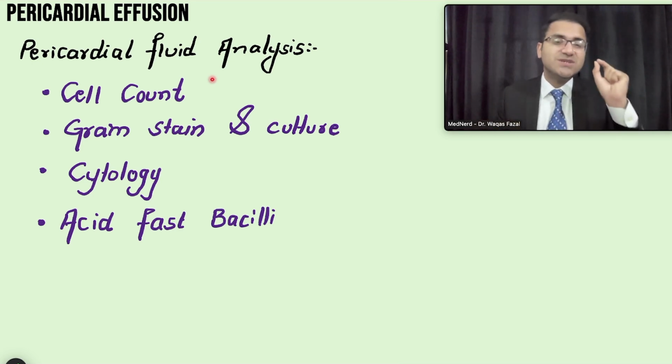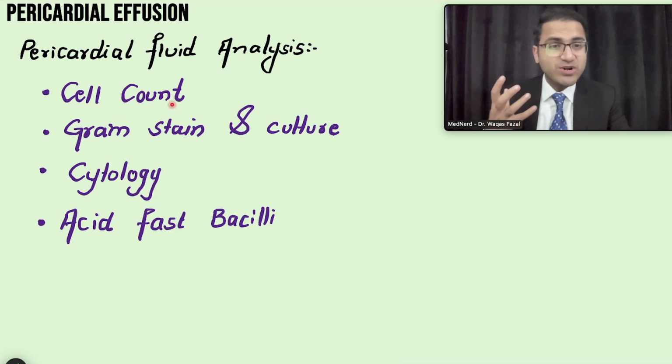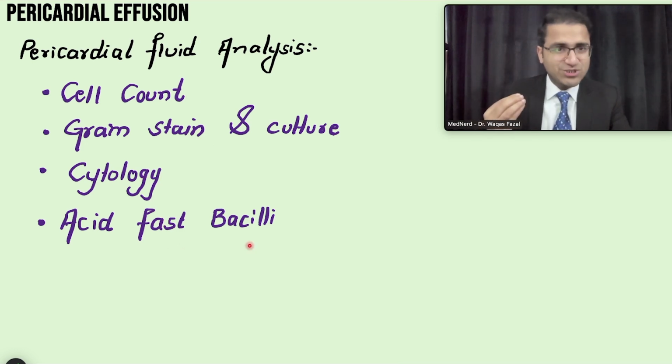In such cases, you tap the pericardial fluid and you perform certain tests. You do the cell counts, you do the gram staining and cultures. You see which cell is predominantly there, whether it is an infection, whether it is lymphocyte predominant, whether it is neutrophil predominant. You do the gram staining and culture to detect the bacteria. You do the cytology to rule out malignancy. You do the acid fast bacilli test to rule out tuberculosis in these patients.